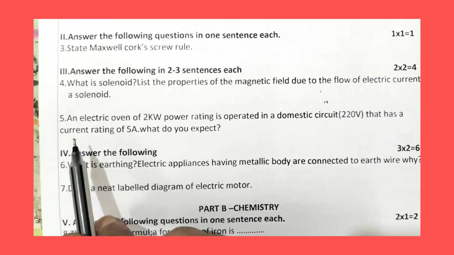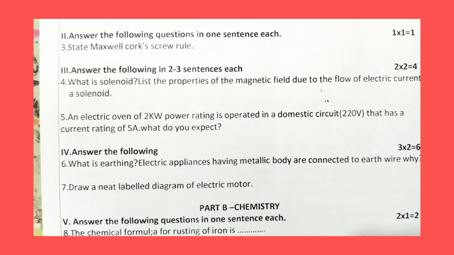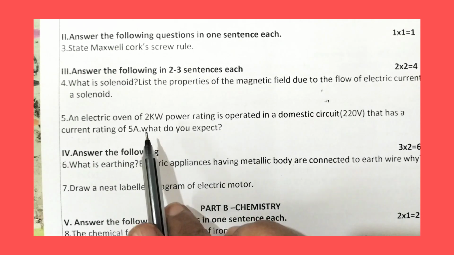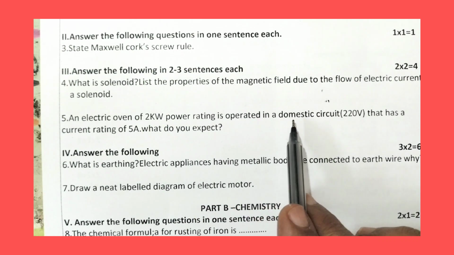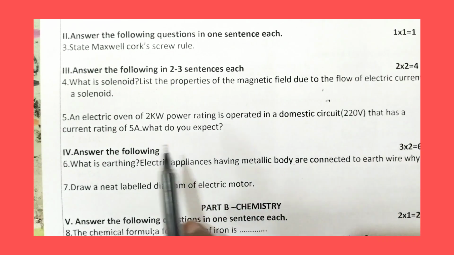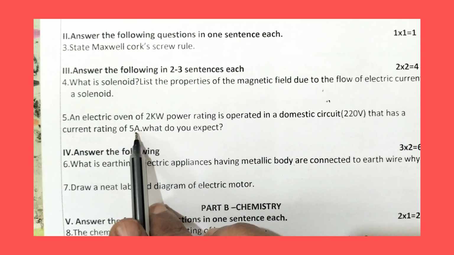In question number 5 they have given: an electric oven of 2 kilowatt power rating is operated in a domestic circuit that has a current rating of 5 ampere.